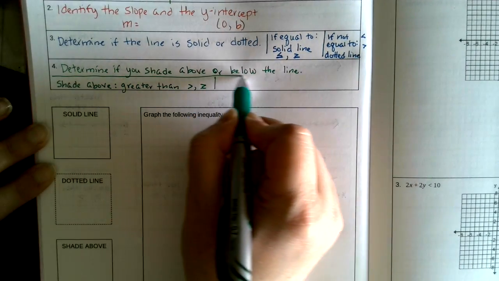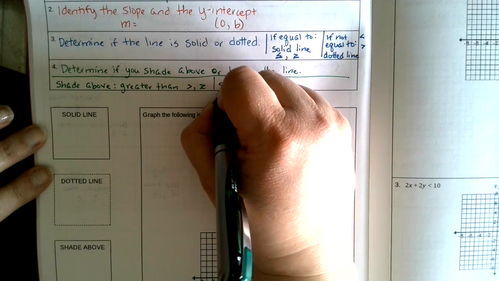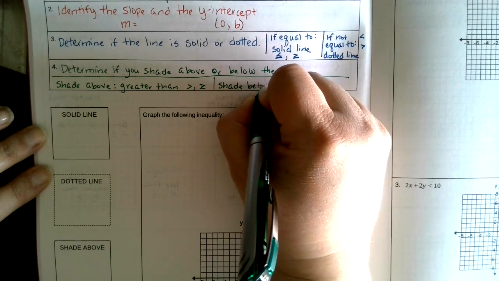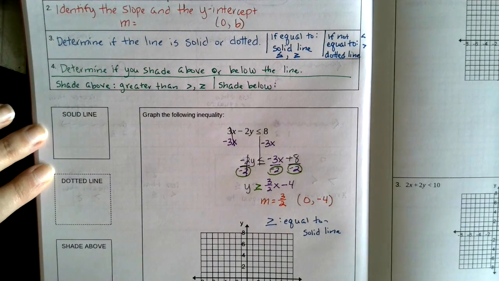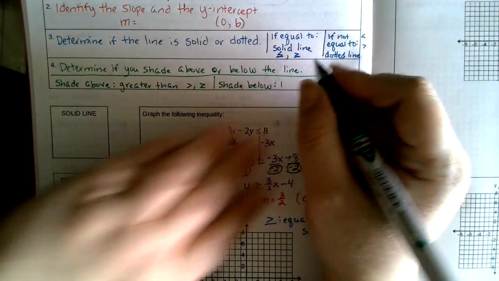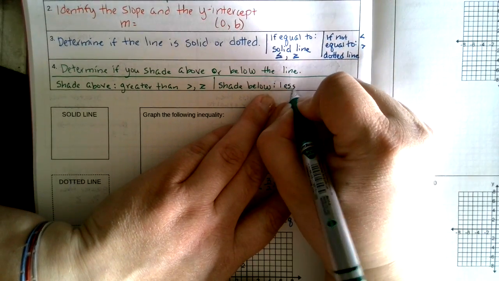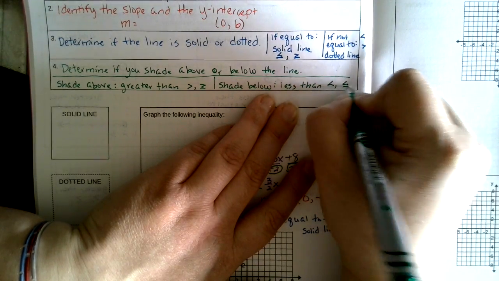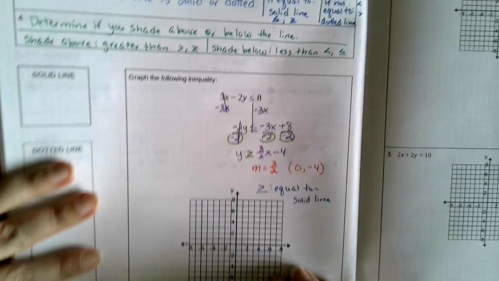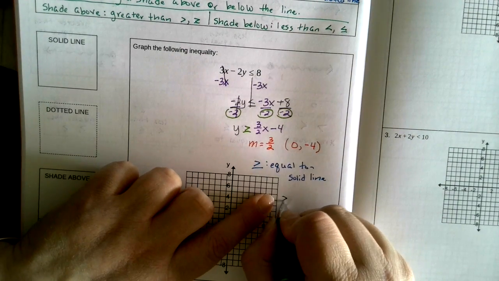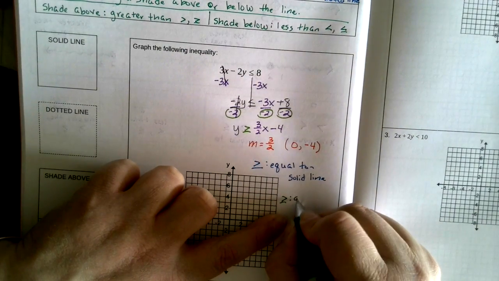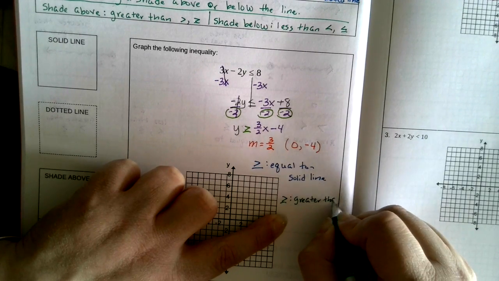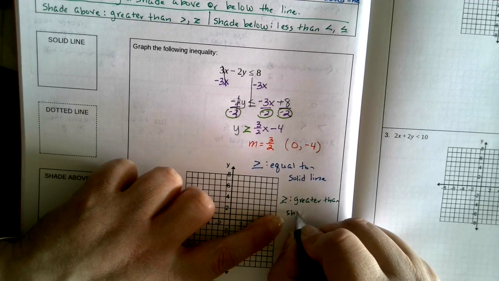And then, let me just draw that through. We're going to shade below anytime we want to be underneath the line. So that's going to be less than. So that could mean less than or equal to. Well, if we look at what we've got, this symbol is greater than or equal to. And if we're greater than, it means we're going to shade above.